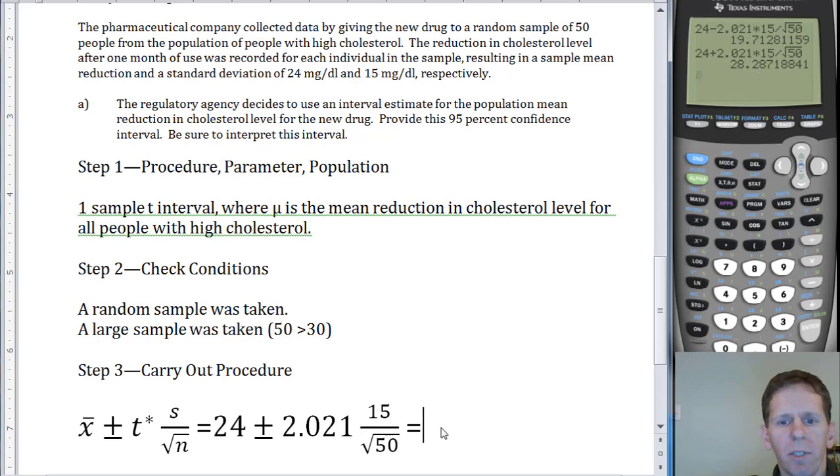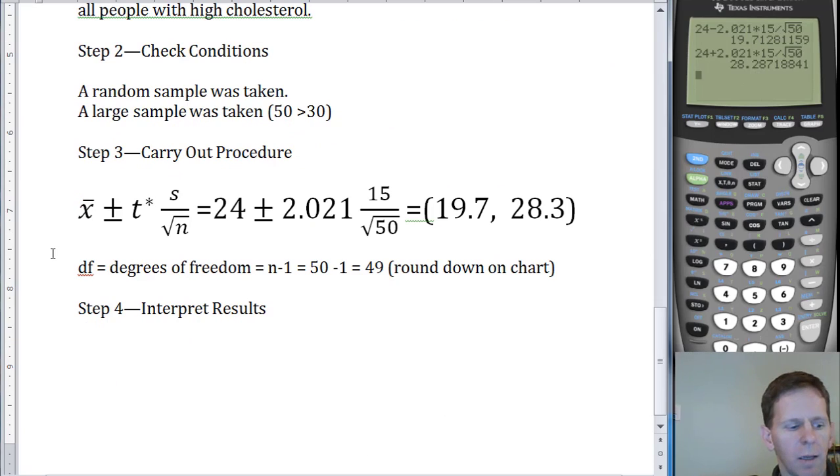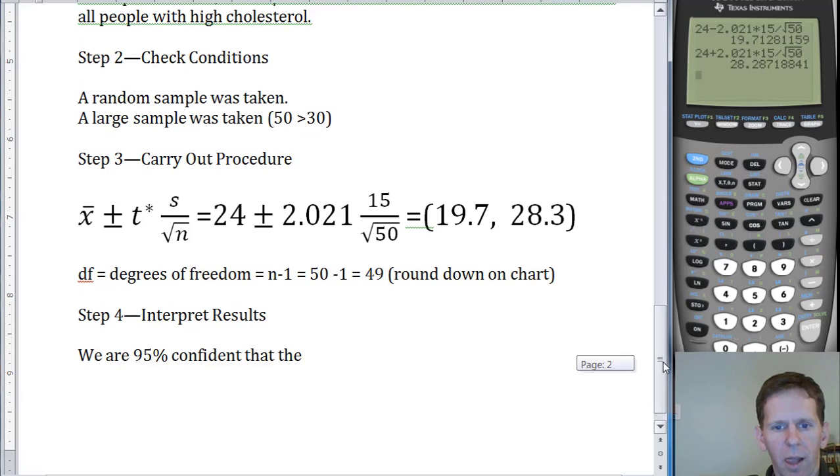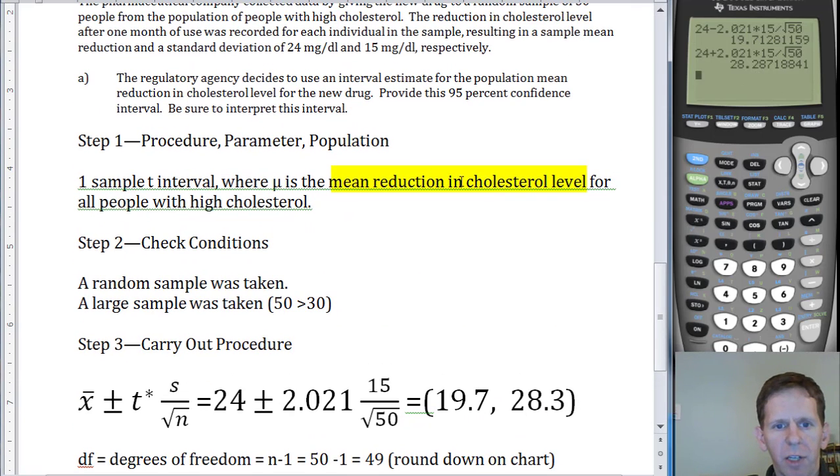We'll write both those numbers inside a set of parentheses, starting with the smaller number first, 19.7, and ending with the larger number second, 28.3 approximately. Our conclusion here is going to be very similar to what we had for the one sample z interval. We're going to talk about how confident we are. So we are using a 95% confidence interval here. So we are 95% confident that. Now we can talk about your parameter. The mean reduction in cholesterol level for all people with high cholesterol.